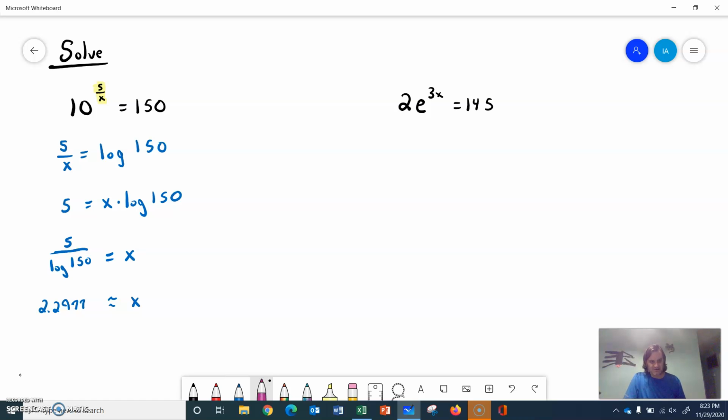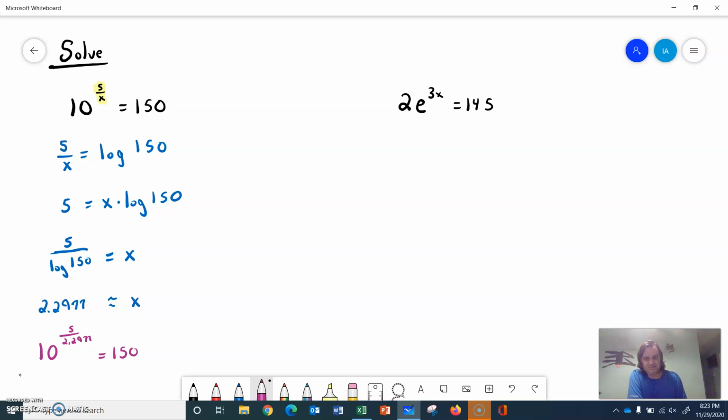And your check out of all this is, if you want to, go back with your calculator and say 10 raised to the power of 5 divided by 2.2977 equals 150, and you could check that and find that out. Okay, that's the easy way to check that in your calculator. Just take that value for x and plug it back into the original. But by changing it to logarithmic form, we got the x out of the exponent position and were able to isolate it.